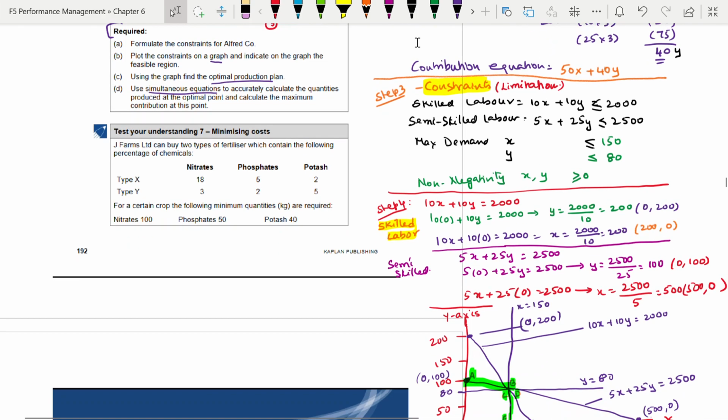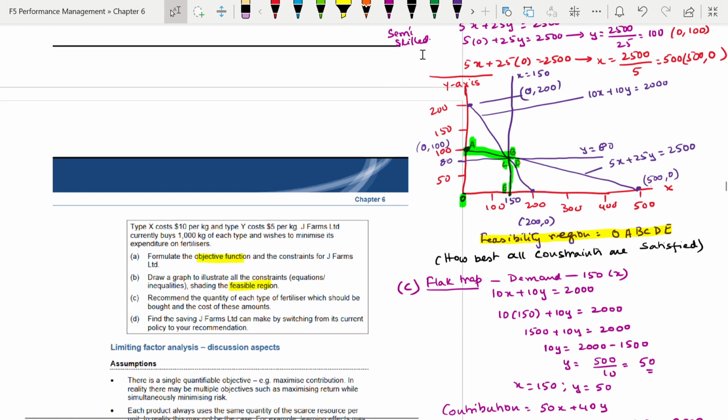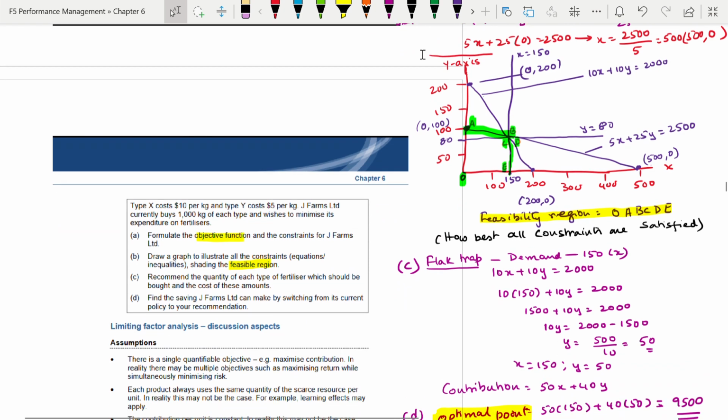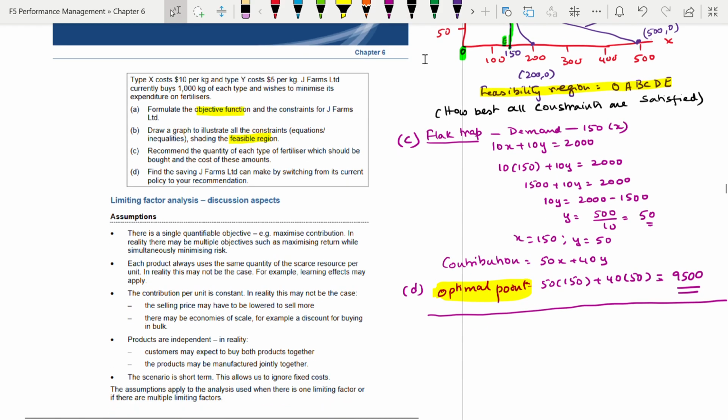Now, based on the maximum demand, we put all the combinations here. Everything is linked till the graph. Then once we have done that, we will make it a point: how much we have to take for x and how much we have to take for y.